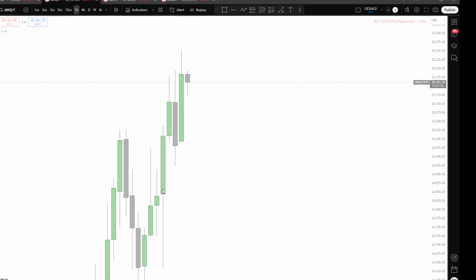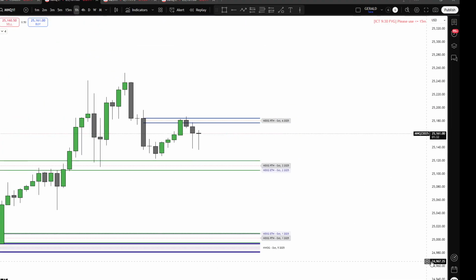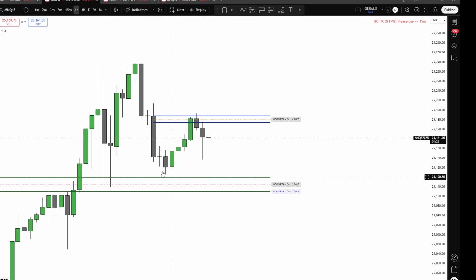Now I went straight down. When I have those levels, I don't mind about those levels. I trade my own model, but those levels guide me.